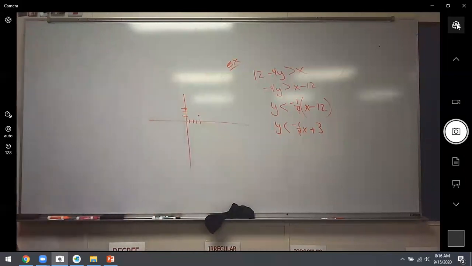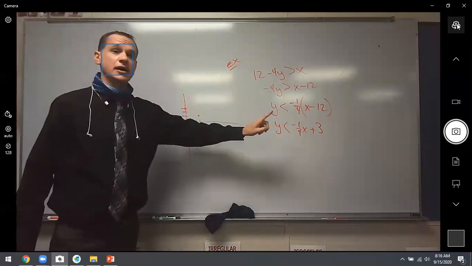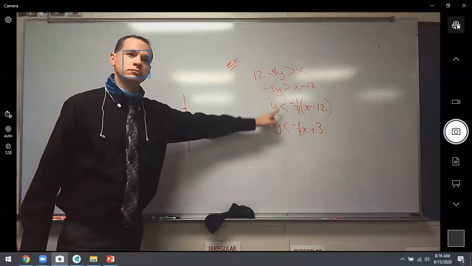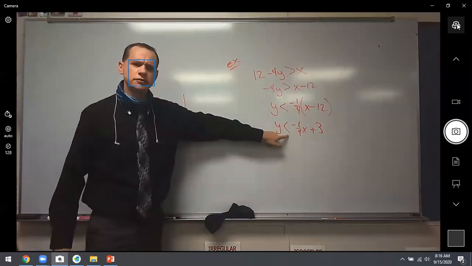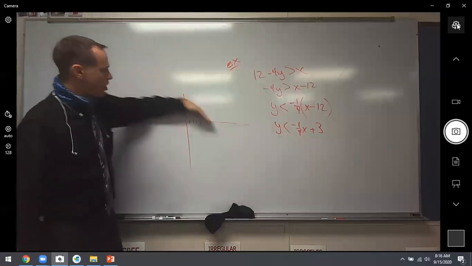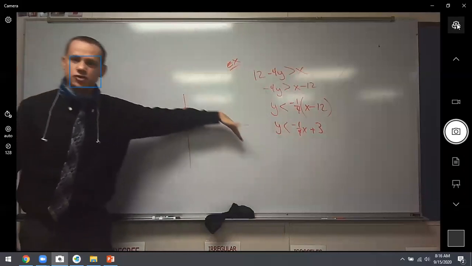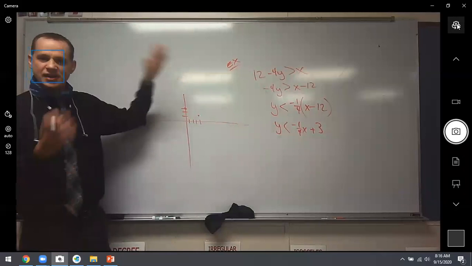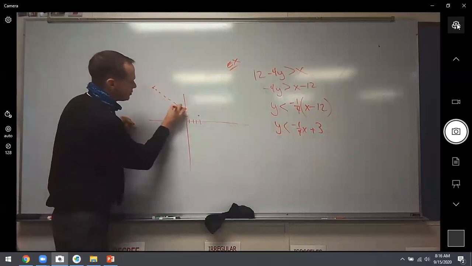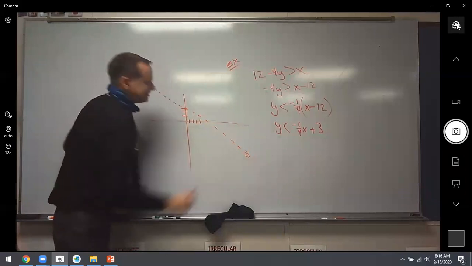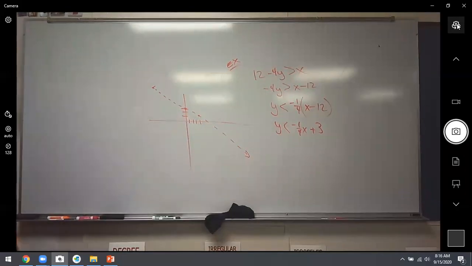Now, according to the rules, should this one be a solid line or a dashed line? What do you guys think? Dashed. Why? Because it's not equal, right? Equal means when you draw a line with an equation y equals, you're drawing it filled in, because it actually does equal those points. It doesn't actually equal this, it gets close to it. So in this case, you're going to draw a dashed line, just like you said, because it's not equal to, it's just less than.